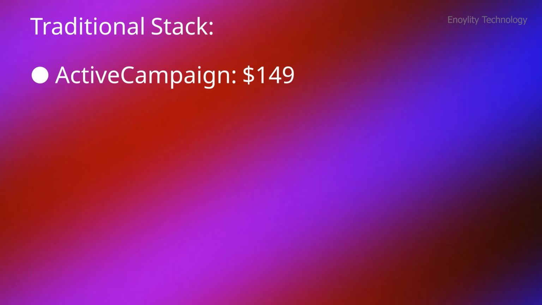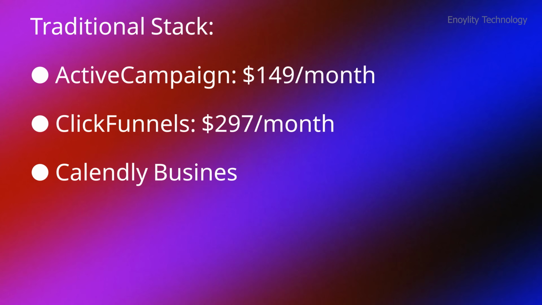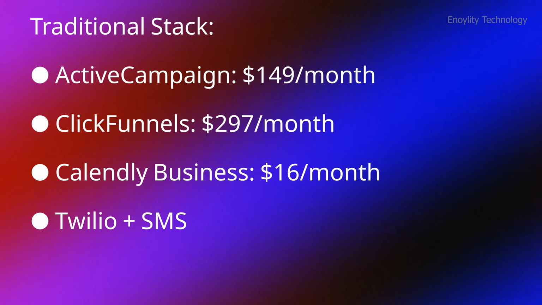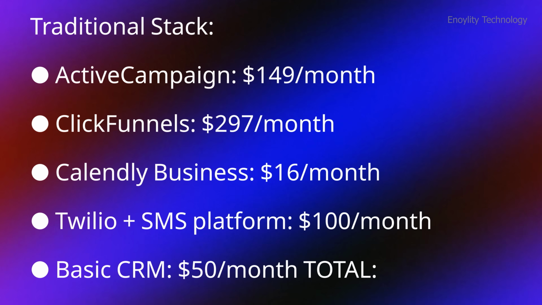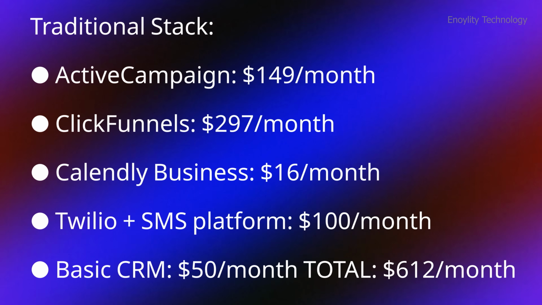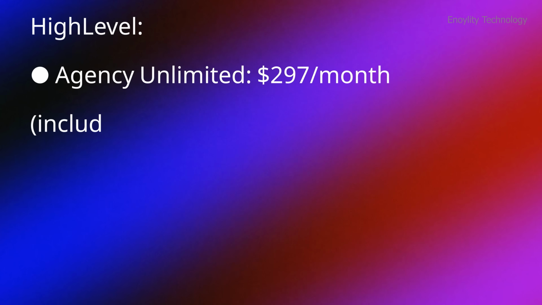Let's say you're running an agency with 5 clients, right? Here's what you'd be paying. Traditional stack, ActiveCampaign, $149 a month. ClickFunnels, $297 a month. Calendly Business, $16 a month. Twilio plus SMS platform, $100 a month. Basic CRM, another $50 a month.